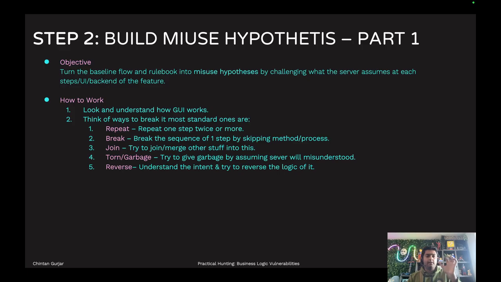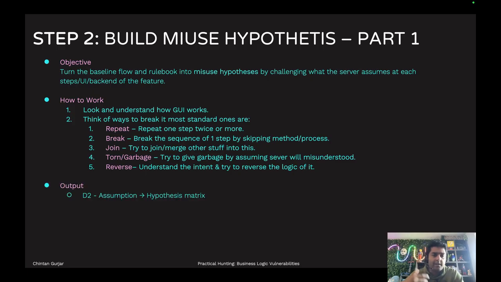For example, this feature is made for one particular intent. How can I try challenging the intent, that I'm not going to work like that, I'm going to work like this? So be, I would say, like a spoiled kid. For example, in our schooling, whatever the teacher tells, we always did the opposite. This is the way you would think and build your hypothesis to do the reverse testing. Okay, so these are the steps to keep in mind: repeat, break, join, tone, garbage, or reverse.